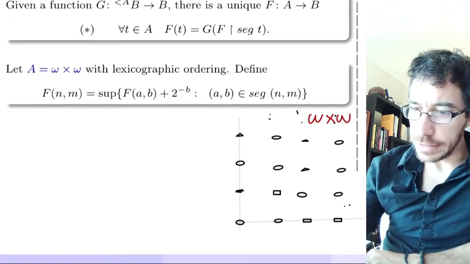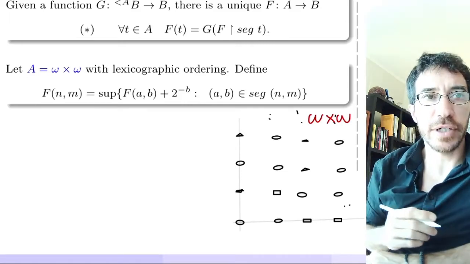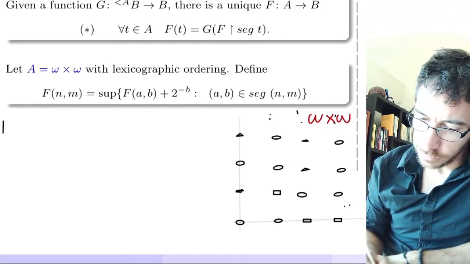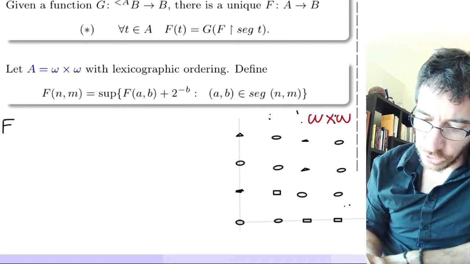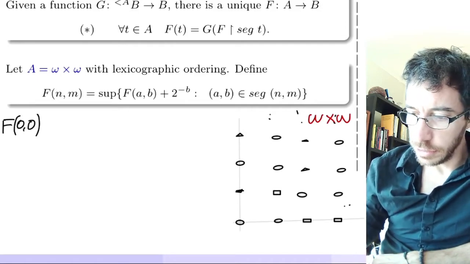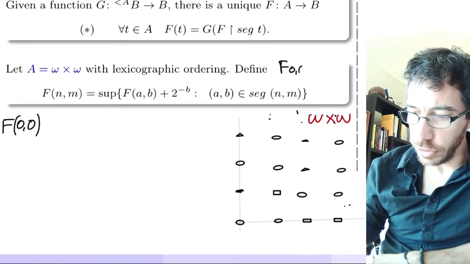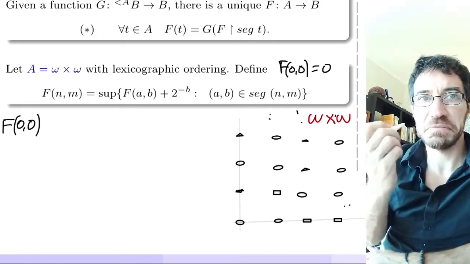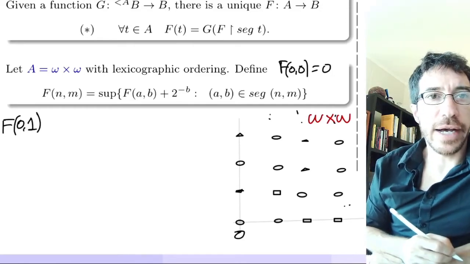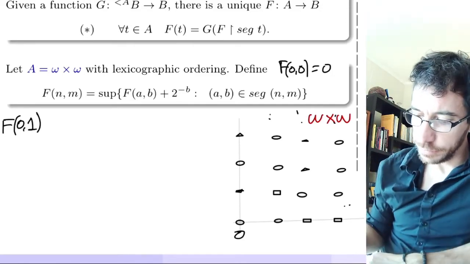Let's start figuring out the first few values. So first, f of (0,0). It is not well defined there, so we need to add it here. So let f of (0,0) be 0. Sure, 0, a real number. What is f of (0,1)?